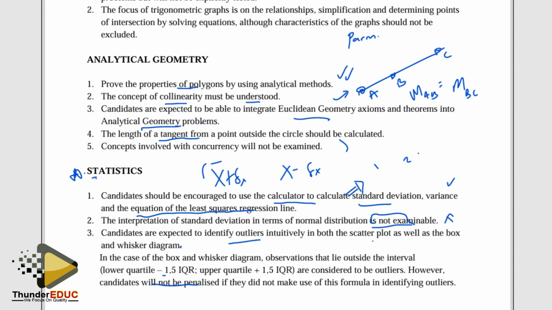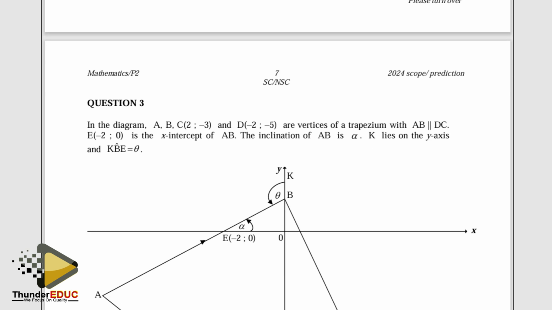And the length of a tangent from a point should be calculated using the distance formula. Then congruency is not going to be used here. Okay, so just this. For as long as we know how to use our distance formula, gradient, and perpendicular lines, parallel lines, and so on and so forth, then the rest will be history.